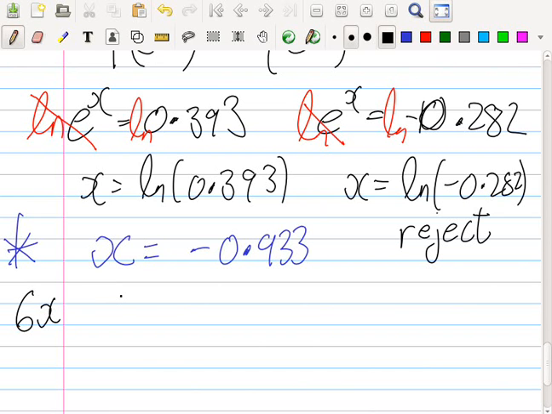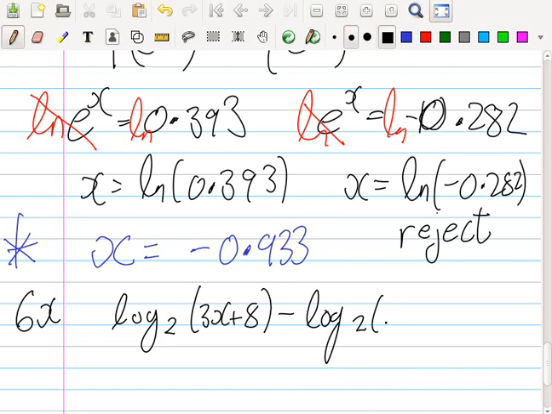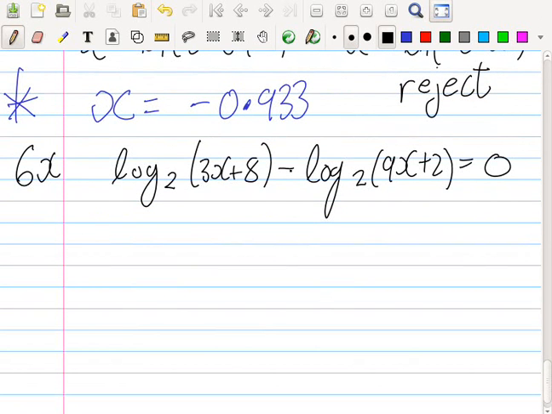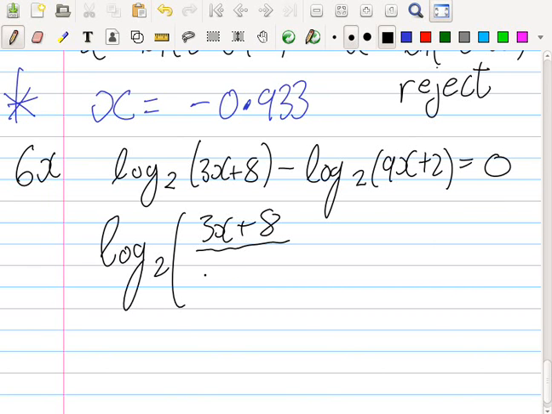6x. log base 2 of 3 to the x plus 8, minus log base 2 of 9 to the x plus 2, equals 0. Now, second rule of logs, when I subtract, what's the effect? Divide. So this is log base 2 of (3 to the x plus 8) all over (9 to the x plus 2) equals 0.